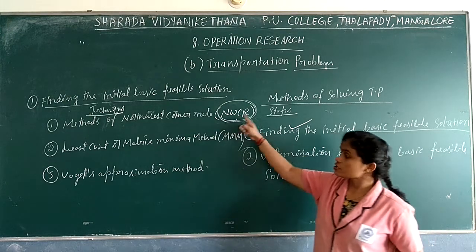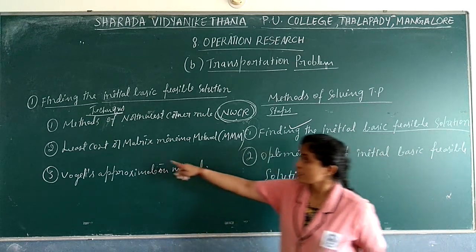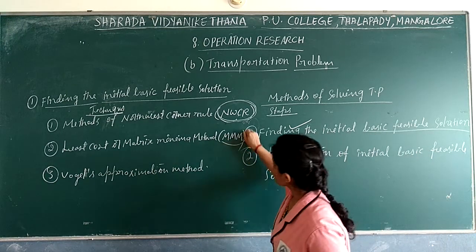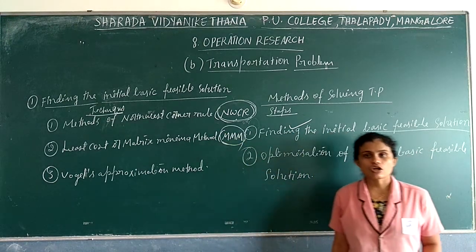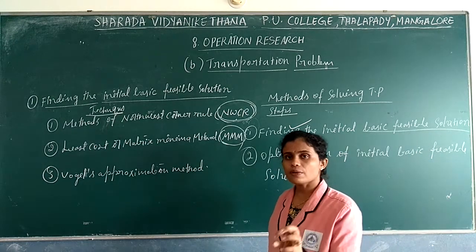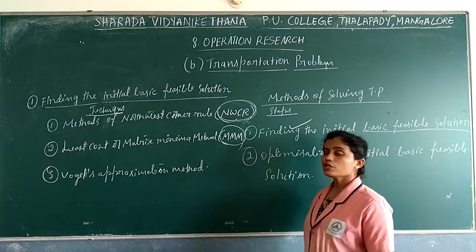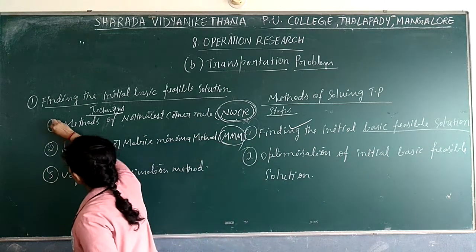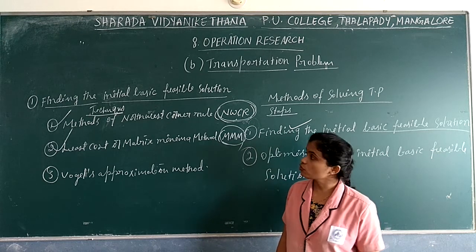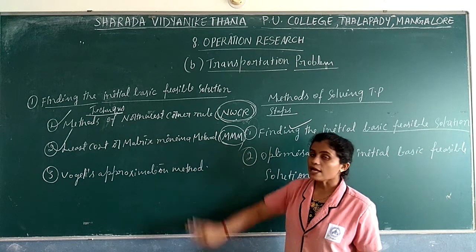We are starting from the corner of the matrix. Then second one, least cost or matrix minima method, which we denote by triple M. We are starting from the least or minimum cost. Third one is Vogel's approximation method, but according to your syllabus we are not studying it. We have to go through these two techniques, northwest corner rule and matrix minima method.